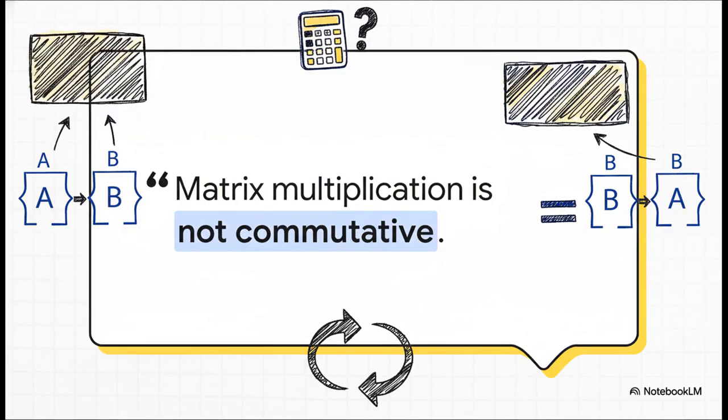And here is a wild, mind-bending fact that you have to remember. With regular numbers, we all know 3 times 5 is the same as 5 times 3. But with matrices, the order is a huge deal. Multiplying matrix A by B is almost never the same as multiplying B by A. Sometimes you can do it one way, but the other way is just impossible.